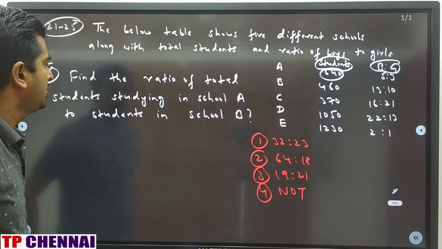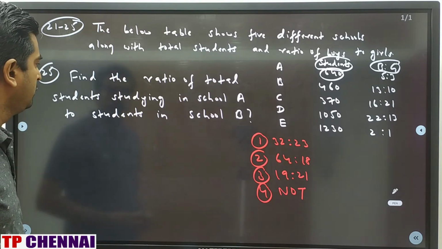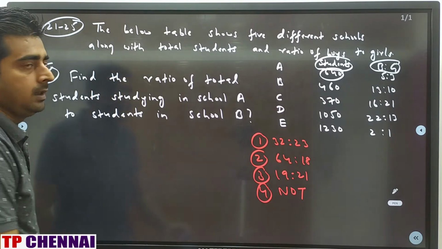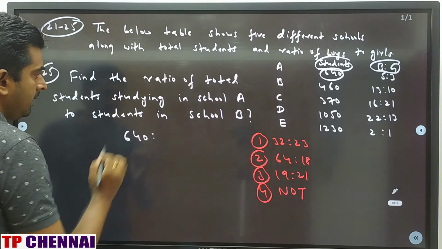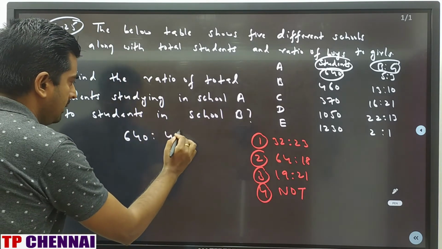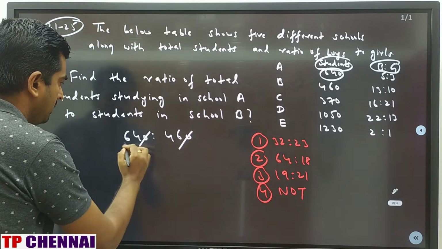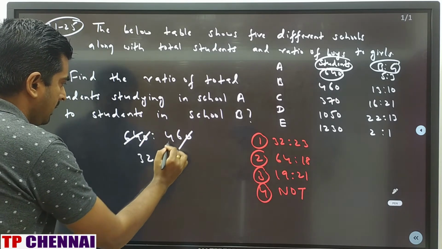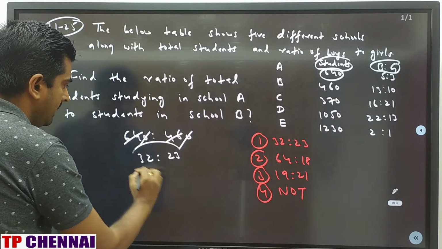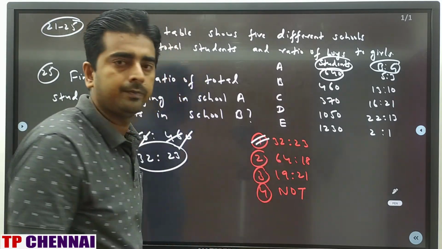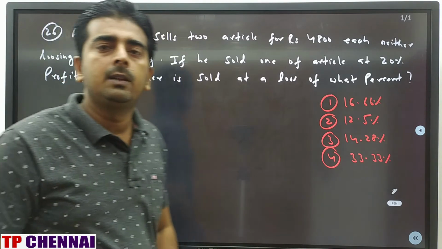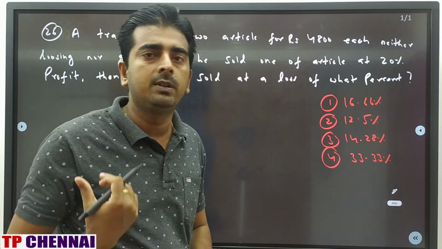Find the ratio of total number of students studying in school A to students in school B. School A, how many students are there? 640. School B, 460. 0 0 will go. 2 32s are, and 2 23s are. So my answer is 32 is to 23, which is first option. So I hope you are clear with question 25. Now we'll see 10 arithmetic questions.